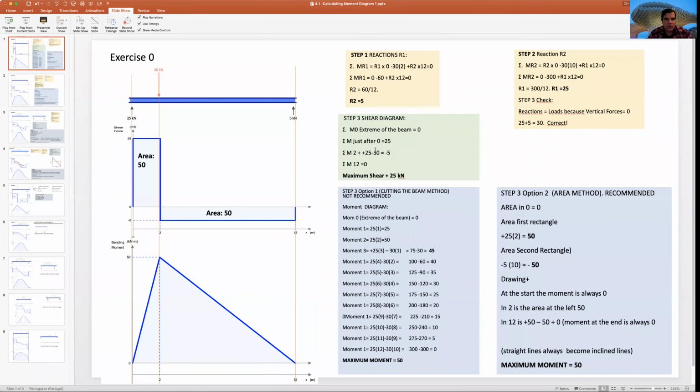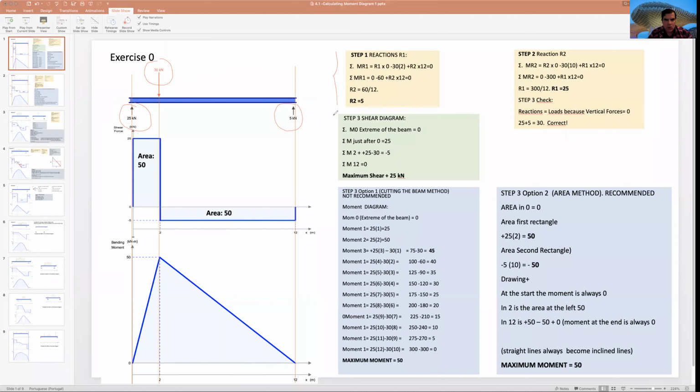Today, we will learn how to calculate a bending moment diagram. In order to do so, we first need a beam, which we have there in blue color, and this particular beam has two reactions that we calculate with this load. The sum of the reactions, 25 plus 5, needs to be 30.